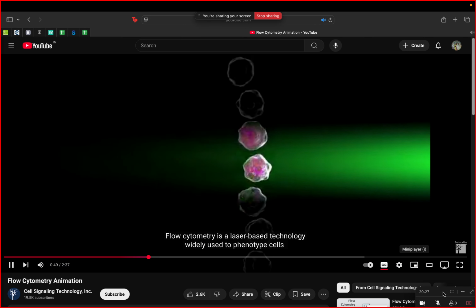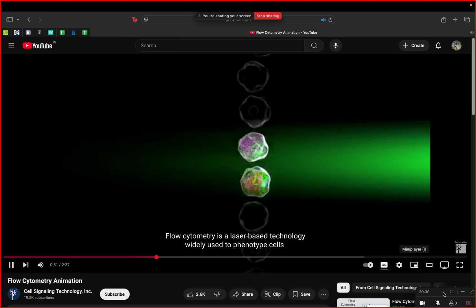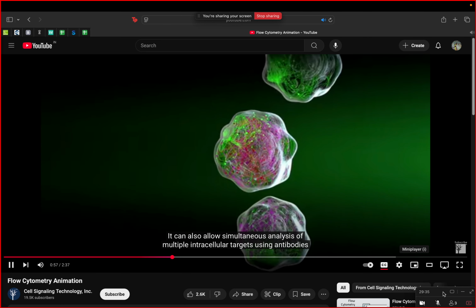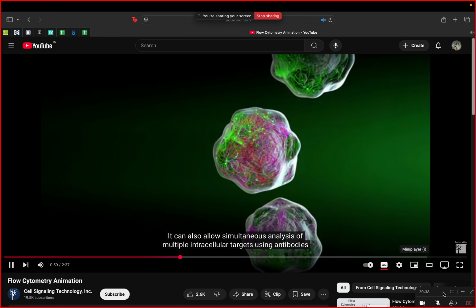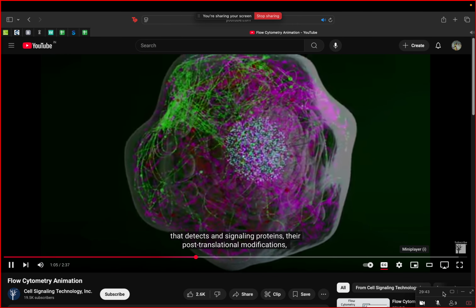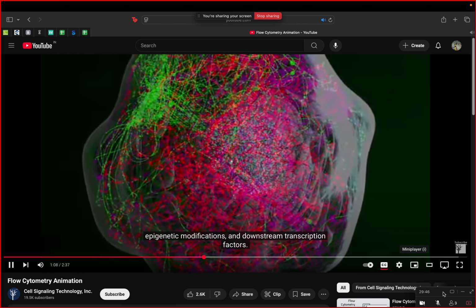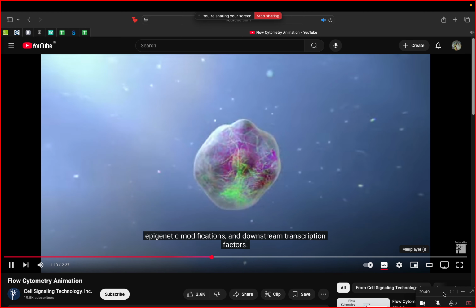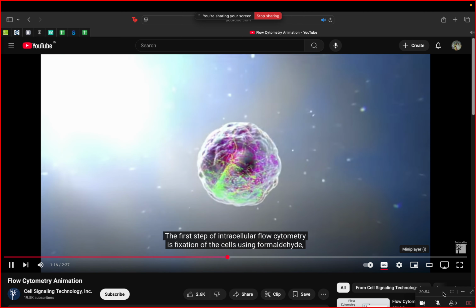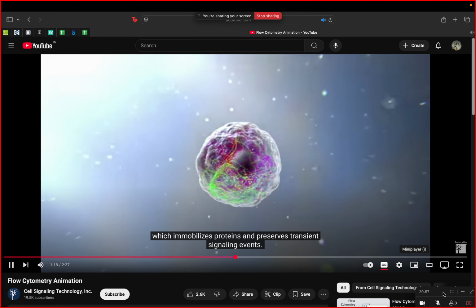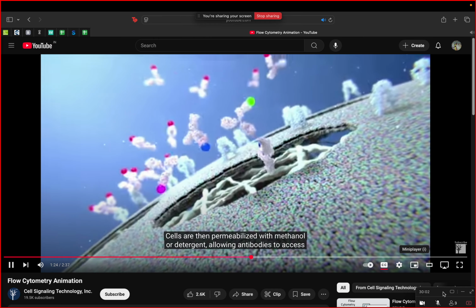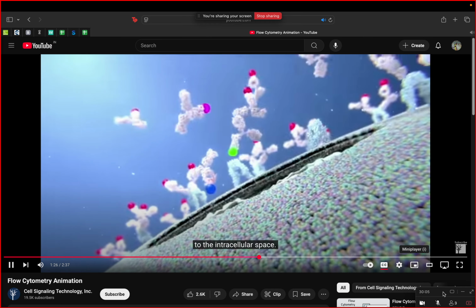Flow cytometry is a laser-based technology widely used to phenotype cells using antibodies directed against surface markers. It can also allow simultaneous analysis of multiple intracellular targets using antibodies that detect signaling proteins, their post-translational modifications, epigenetic modifications, and downstream transcription factors. The first step of intracellular flow cytometry is fixation of the cells using formaldehyde, which immobilizes proteins and preserves transient signaling events. Cells are then permeabilized with methanol or detergent, allowing antibodies access to the intracellular space.